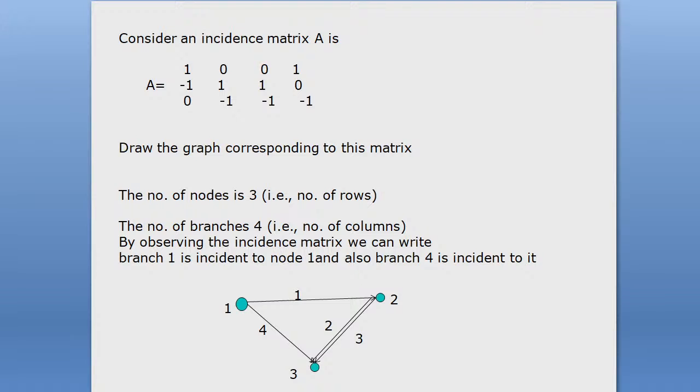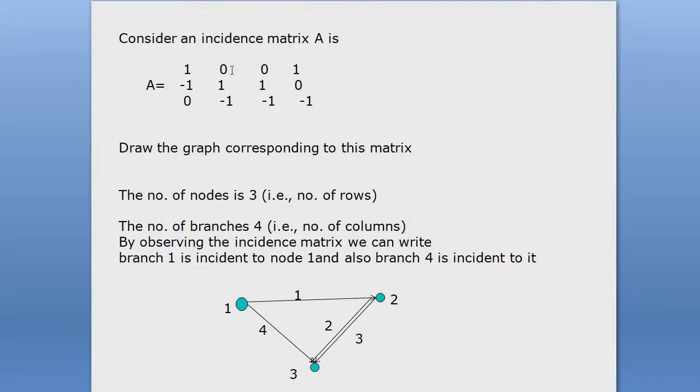So you see, everyone see, I have drawn total 4 branches, 1 2 3 4, because it is given total 4 branches, 3 nodes, 1 2 3, and according to the value of the element I have mentioned the arrow. +1, that means branch 1 is incident to node 1. It is connected to node 1 and it leaves from node 1. You see the arrow is indicated opposite to node 1.